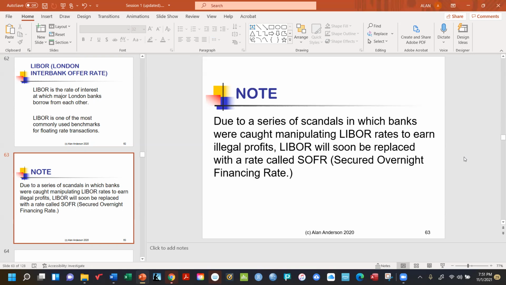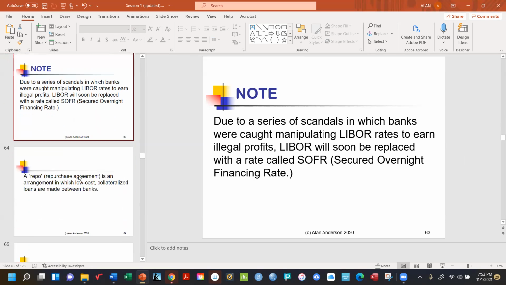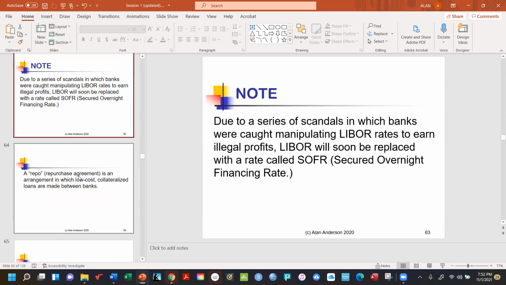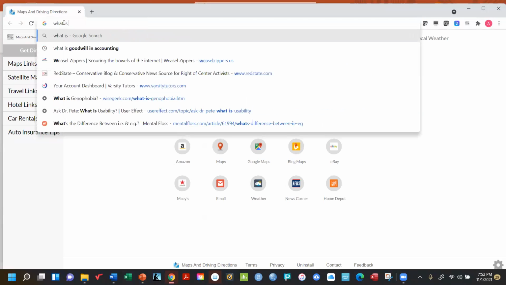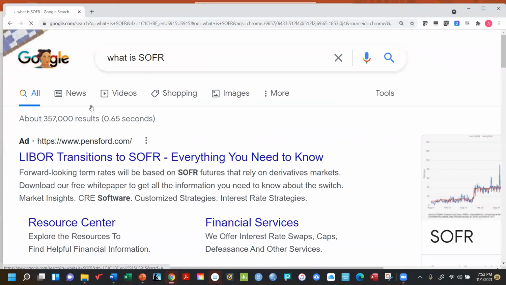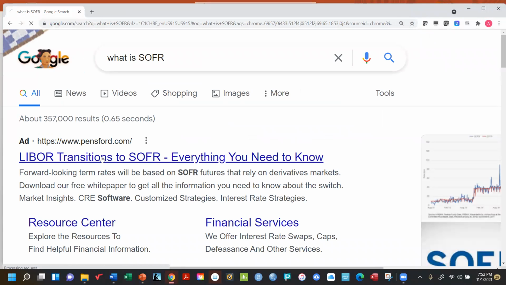In the United States, the Fed came up with this rate called SOFR, the Secured Overnight Financing Rate, which will soon be used instead of LIBOR in any contracts which involved floating rates of interest. And so LIBOR will be disappearing in favor of SOFR. Now, what does it actually mean? Let's go double check that real fast. The exact definition, yeah, there it is.